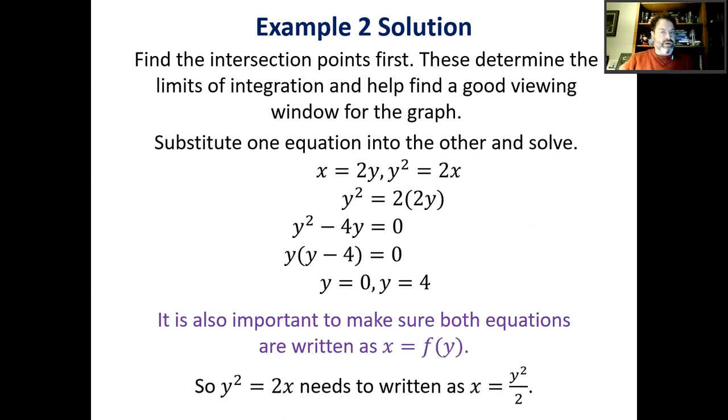And one other thing you have to do, when we put the limits of integration, the bounds on, you have to make sure that we're writing x as a function of y. So you need to have x by itself on the left side. Here, it says x equals 2y, but for this one, we need to get x by itself. Make sure you're doing that. It's easy to forget to do that when you're building your integral.